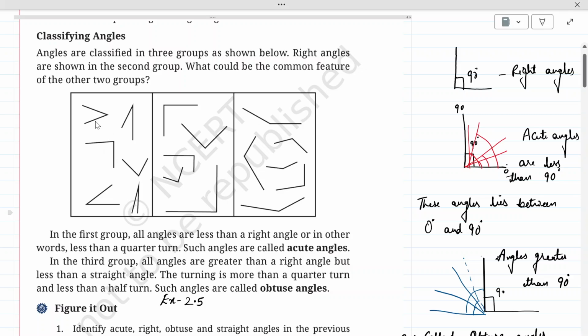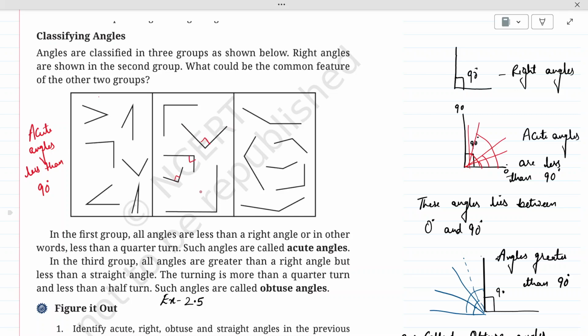So starting with this figure, we can very well see here that these angles, they are acute angles, right? These angles, if I make a 90 degree line here, so 90 degrees will be somewhere here, and this is less than 90 degrees. So these are acute angles, less than 90 degrees.